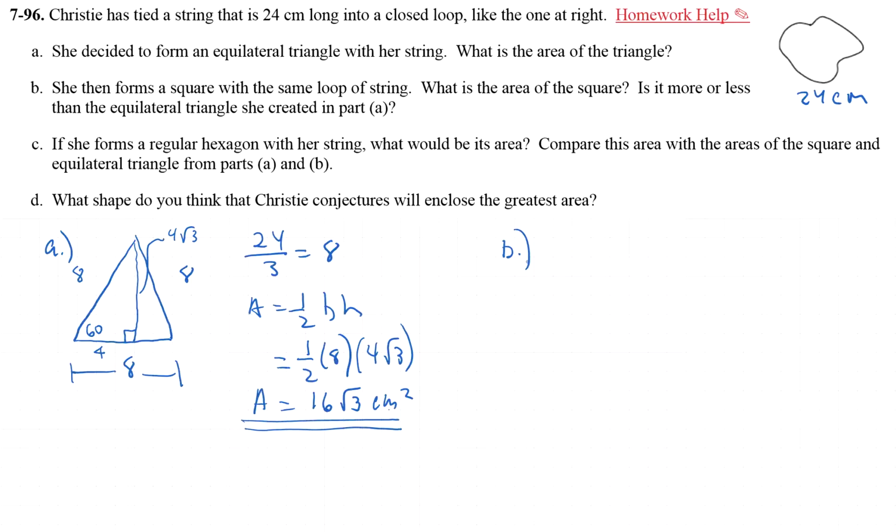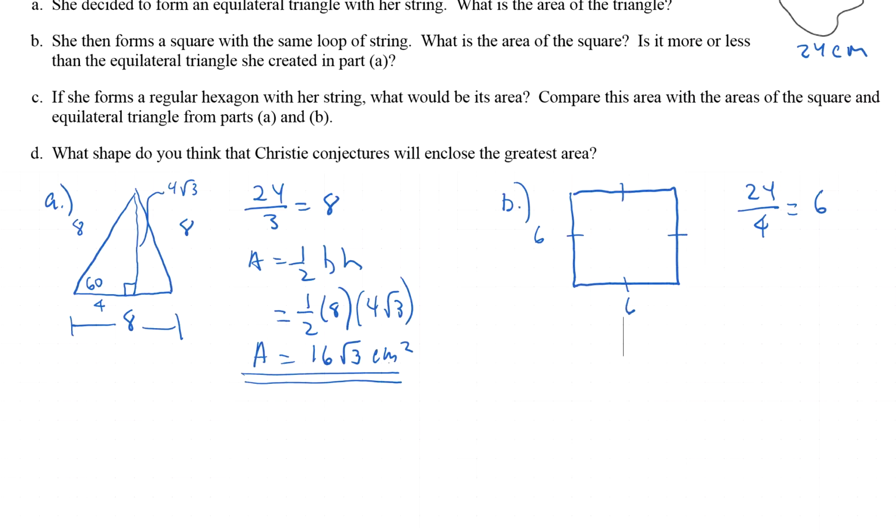All right, so then she must be bored because she forms a square with the same loop of string. So now if she forms a square, we know that all of these sides are equal. So now we take 24 and divide it by 4 sides, and we get 6. So then we know each of these are 6. They want to know what is the area of the square. So we know area equals s squared. So we know the side is 6. So then we know this is 36 centimeters squared.